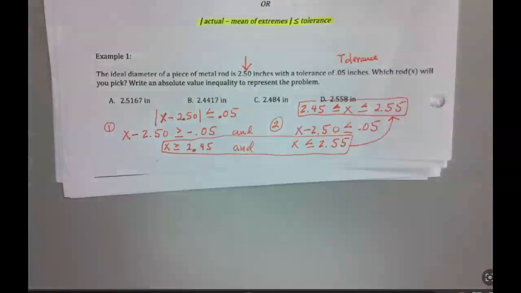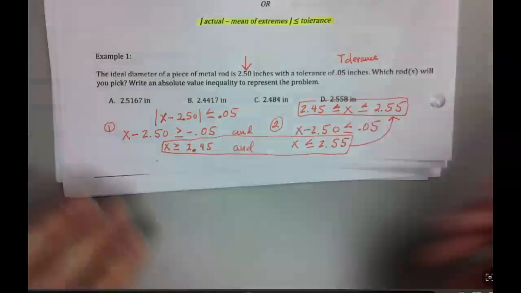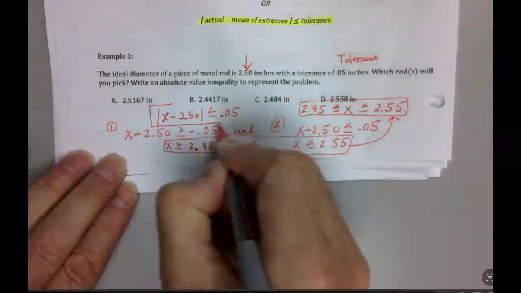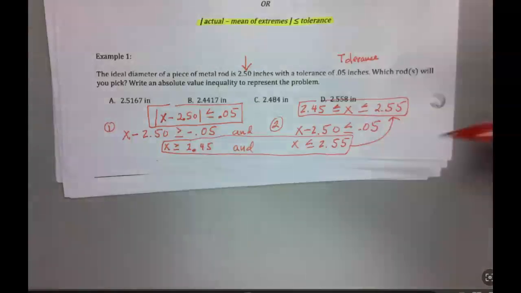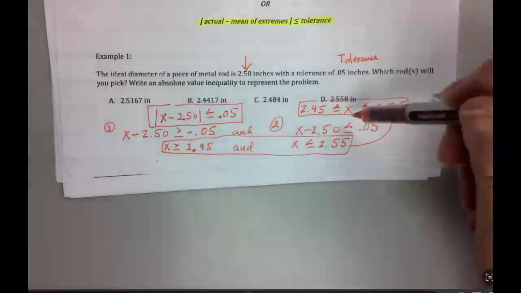Okay, it says to write an absolute value inequality to represent the problem, so there's that. Then it says, which rod will you pick? Which one would you pick? Which one fits in between these two?